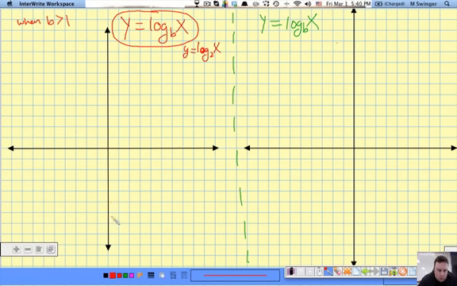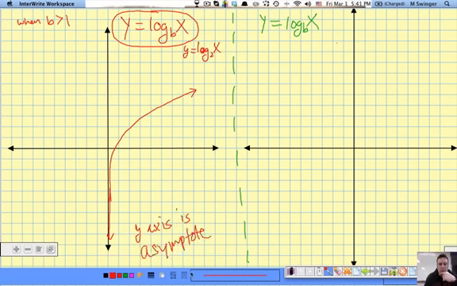It's going to be an asymptote right here, and it's going to do this right here. So this is going to be closer and closer to the x-axis. Okay. Now, log functions will look like this. So what is this y-axis called then? The y-axis is the asymptote. Okay, y-axis is now the asymptote.